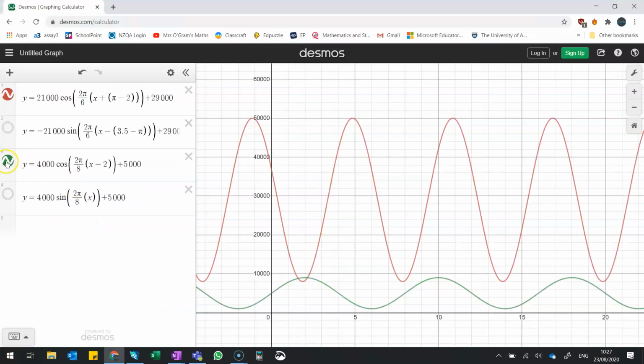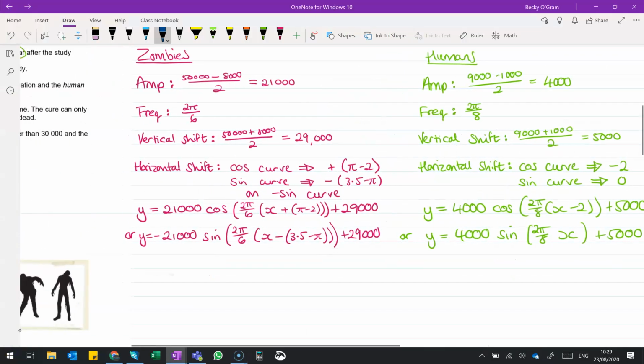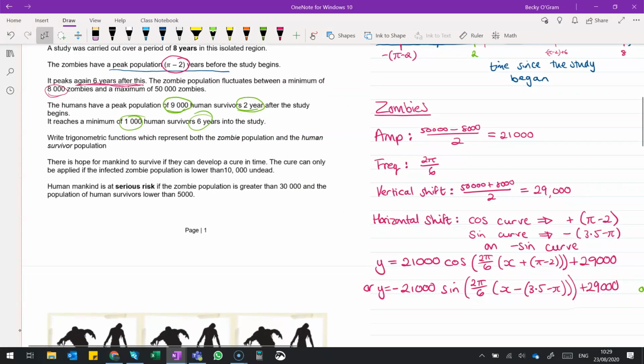So we end up with this one here for the cos one and this one for the sine one. And you've got all of your formulae in there that I'll just go and write into the worked solutions now. So now we look at what we need to do next.